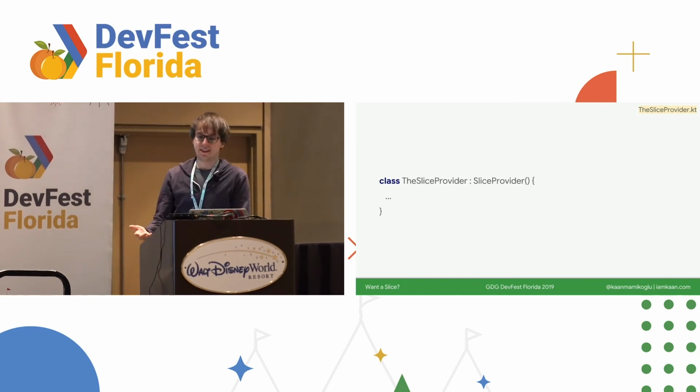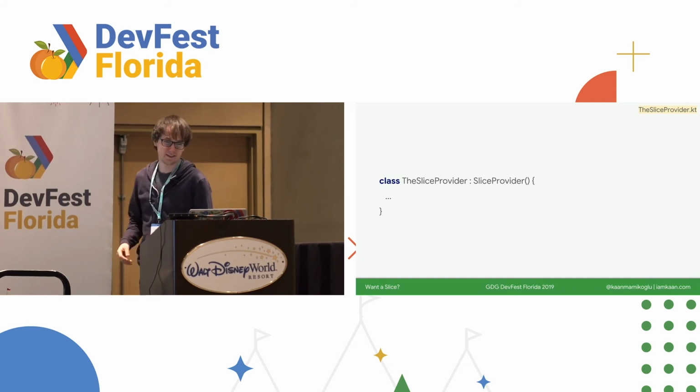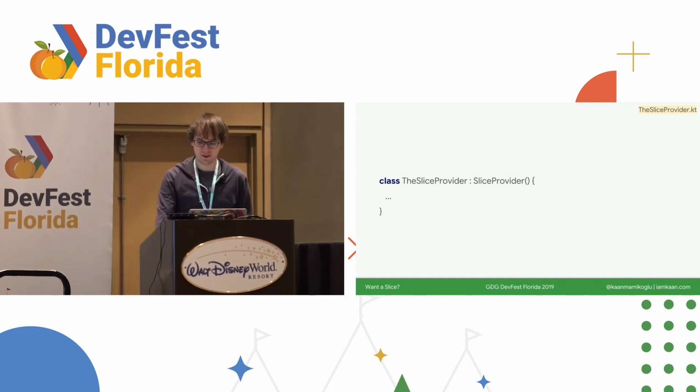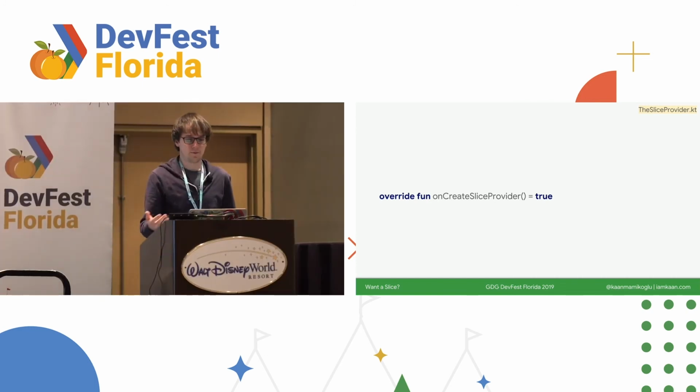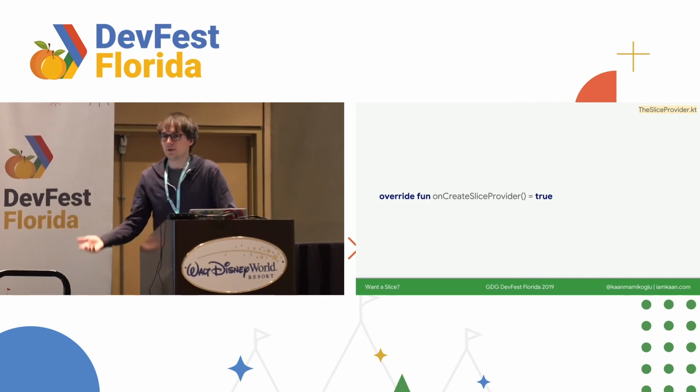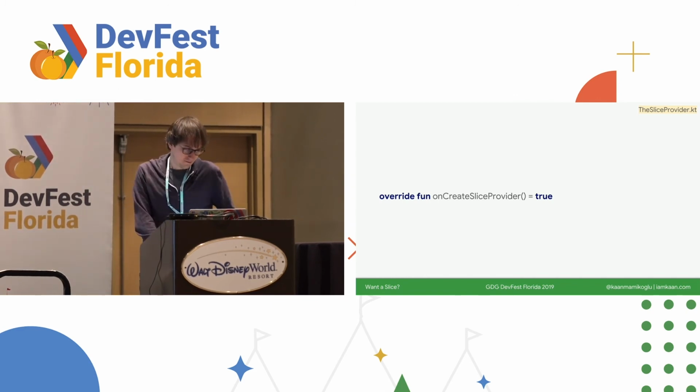And then it creates a class, in this case called SliceProvider, which is extending the slice provider. And in this class, there is this function, which is onCreateSliceProvider. This is where you do the setup for your slice, what you need. You just fill it in here. And then once you are done, you return a Boolean, which is mostly true, hopefully.